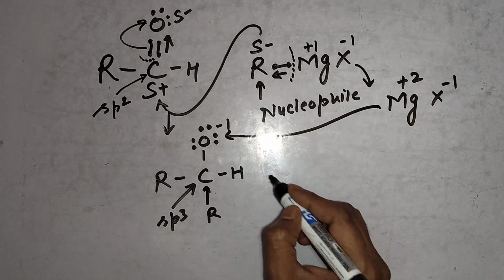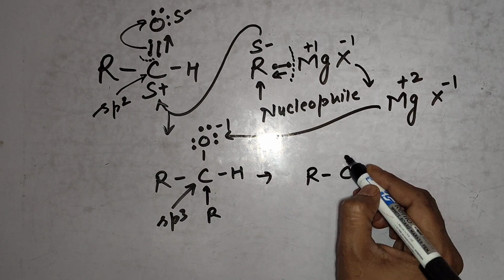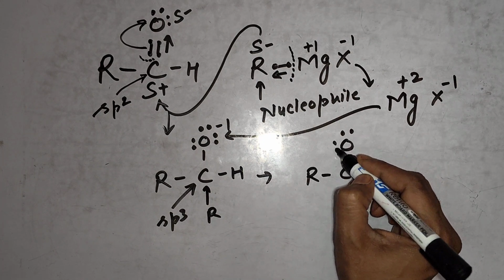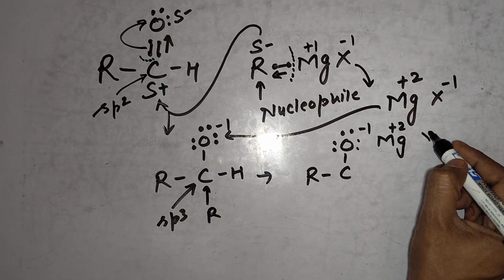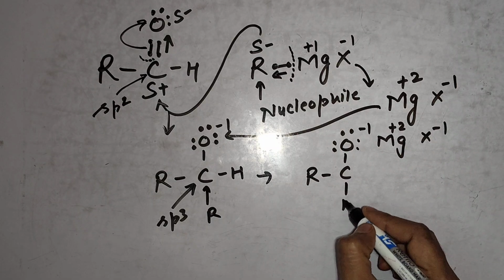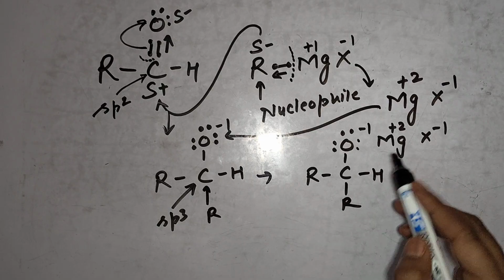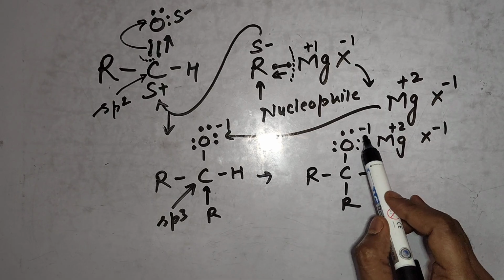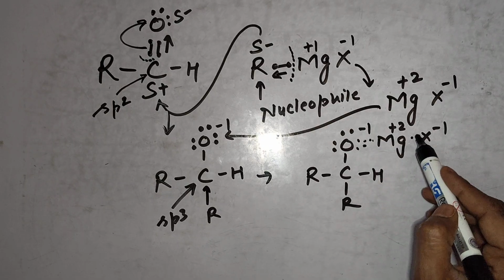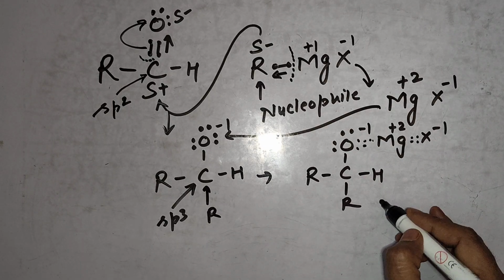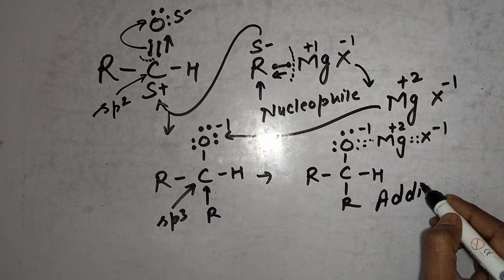Here we have, this will be the condition. The +2 charge of magnesium is satisfied by the -1 charge of oxygen and the -1 charge of X. Ionic bond, ionic bond. This product is known as the addition product.